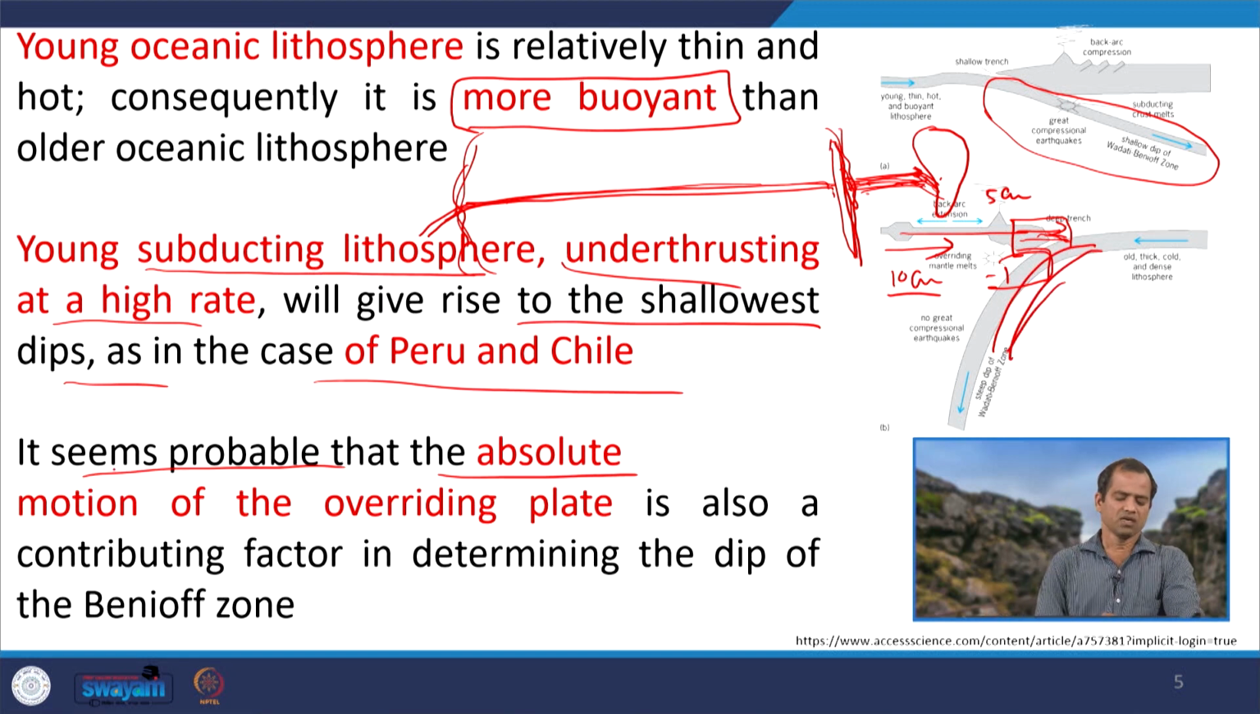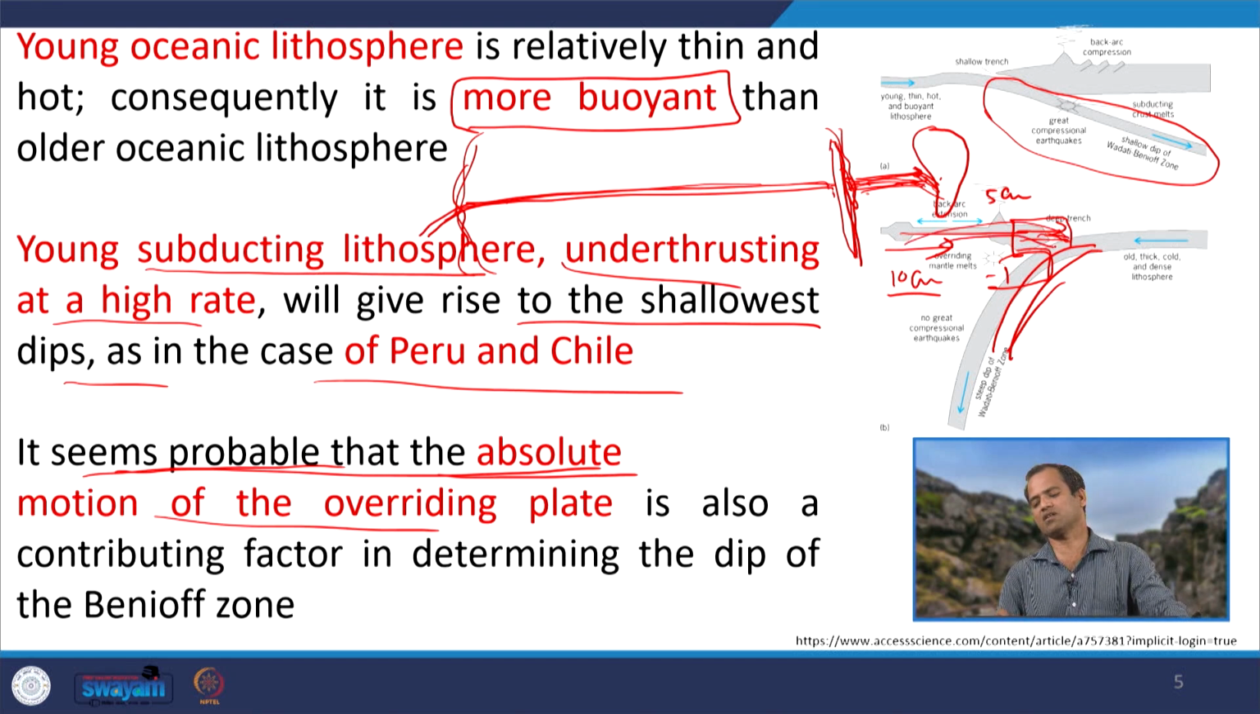So, that is why the absolute motion of the overriding plate is also a contributing factor determining the depth of the Benioff zone. That means more accumulation of material, more stress, more loading, and more bending. So, if there is a high rate of movement in the overriding plate, within a very short time we are overloading this Benioff zone, or overloading this bending. That is why this plate can bend, and finally the depth of this subduction zone will vary.